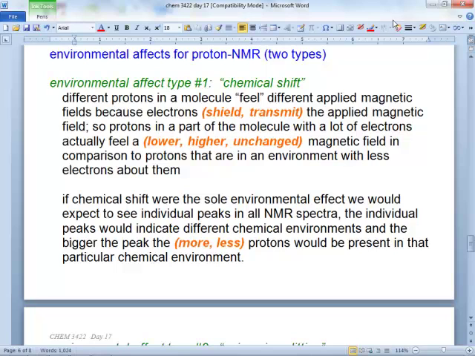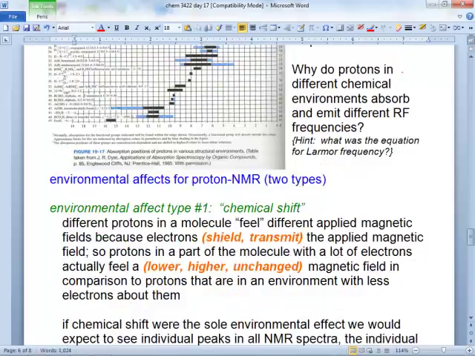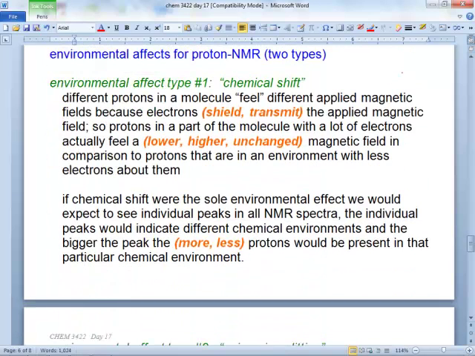Environmental effects for proton NMR, there's two types. Because if this didn't happen, there wouldn't be any spectroscopy. Everything would be the same. So this is what's going on and why we can actually get some information out of this. There's these environmental effects, the chemical shift. Different protons in a molecule feel different applied magnetic fields because electrons block the applied magnetic field.